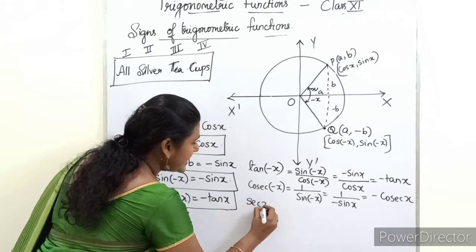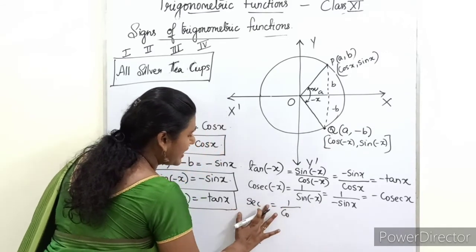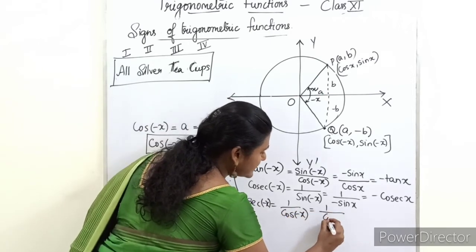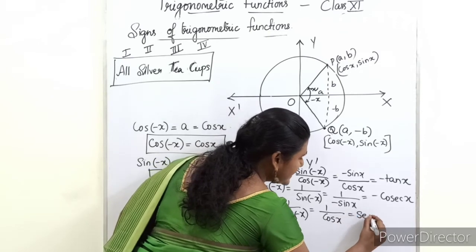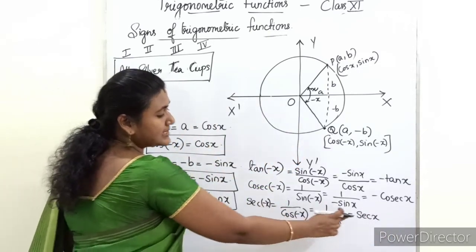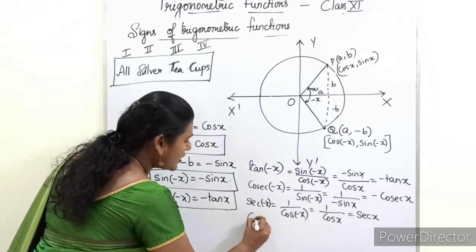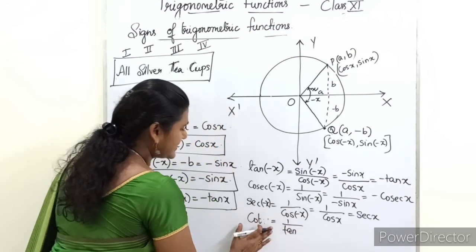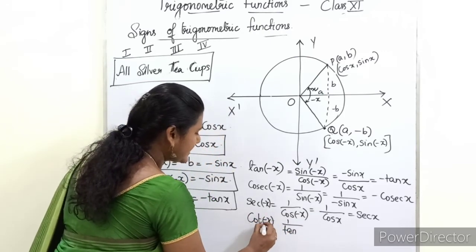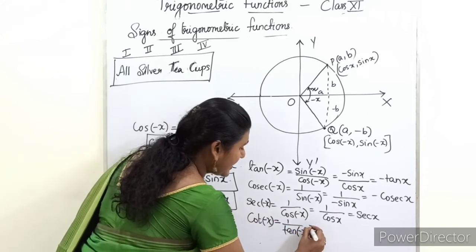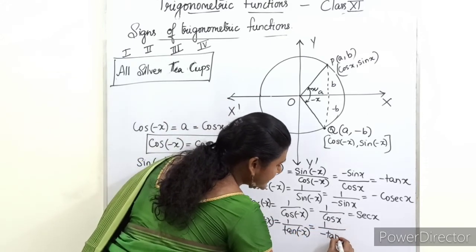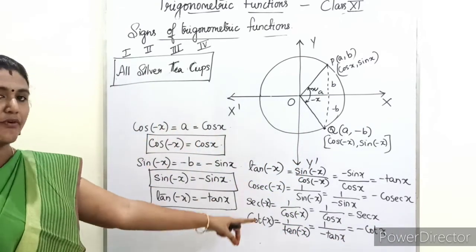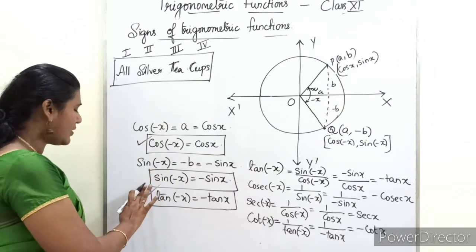Now sec x is equal to 1 by cos x. So sec of minus x is equal to 1 by cos of minus x, but cos minus x is cos x, so 1 by cos x is sec x. So sec of minus x is sec x. Similarly, cot is the reciprocal of tan, so cot of minus x is equal to 1 by tan of minus x, which is equal to 1 by minus tan x, that is minus cot x.